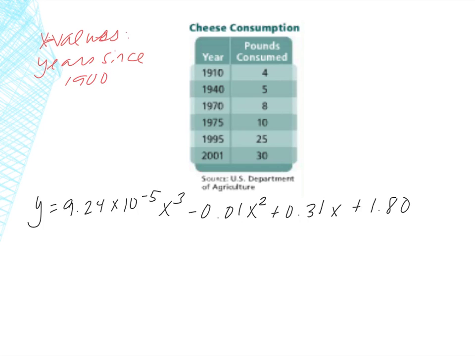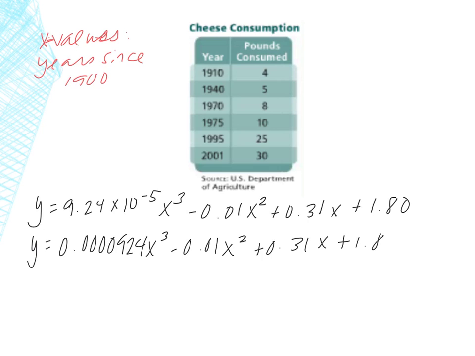Okay, let me scratch that. We won't ignore it. I'll write it out fully, because it is the highest power, the leading term, so we want to be sure that we have that right. Negative fifth means we move the decimal 5 places to the left, so this would be 0.0000924 x cubed minus 0.01 x squared plus 0.31x plus 1.80. If I had rounded everything to the nearest hundredth, that first term wouldn't be there, but I just want to include the information anyway.